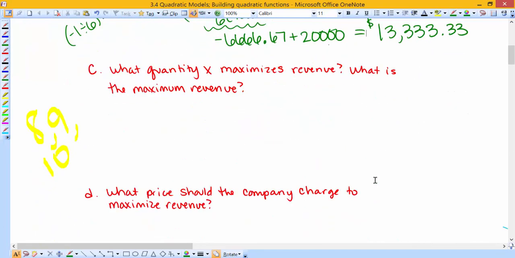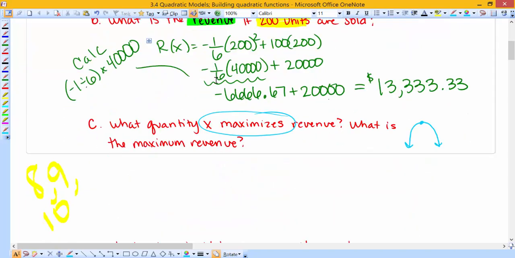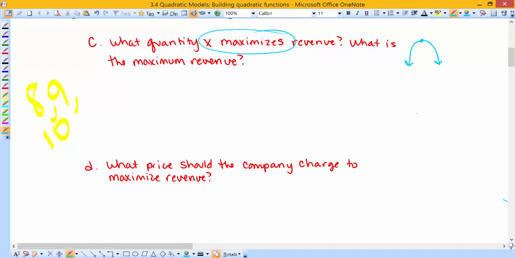All right. Now we're going to move on to C and D. Now C and D, you're going to have questions like these on your quiz for 8, 9, and 10, where C is asking you what quantity X maximizes revenue. Now, when we see maximizes, we need to remember from the previous section 3.3, maximums happen when your parabola opens down, therefore your vertex is at the top. So this parabola, if you go back and look at your revenue equation, it is a negative x squared. So your quadratic does open down and it does have a maximum.